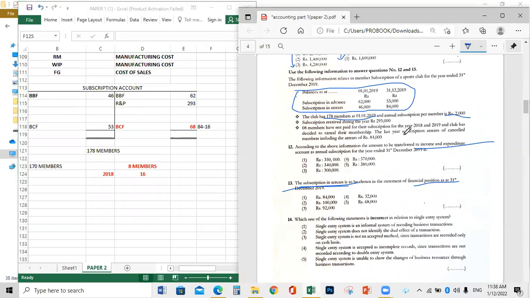Just because they told, guys, the cancelled members' arrears is already included, only I took it out. Just because they told it. That's why I took that 16,000 out. Are you all clear? If you all don't respond, I don't know whether you all are clear or not.